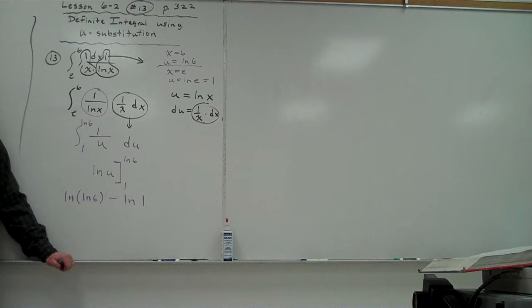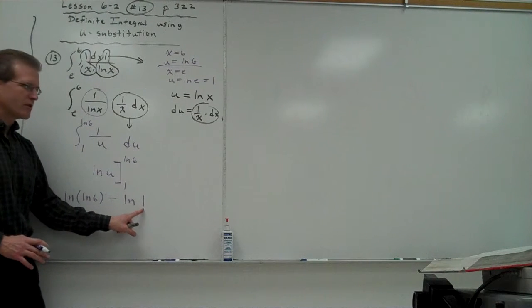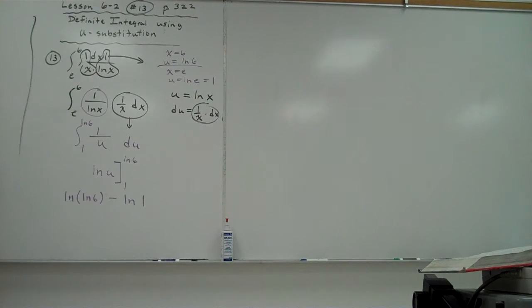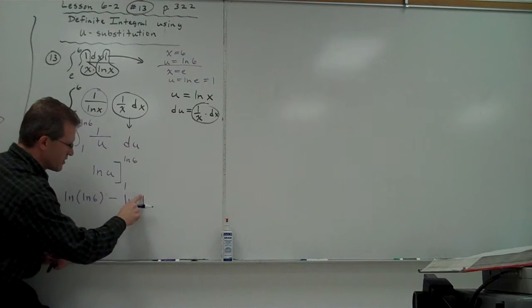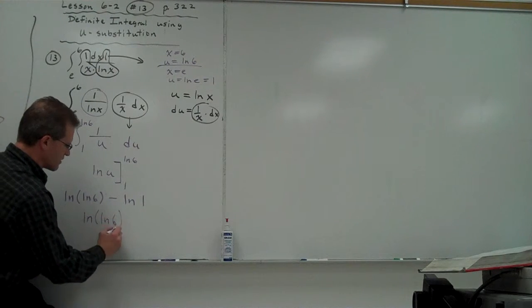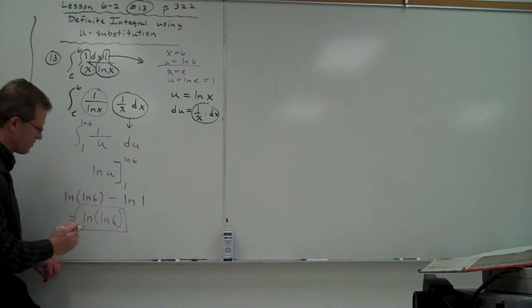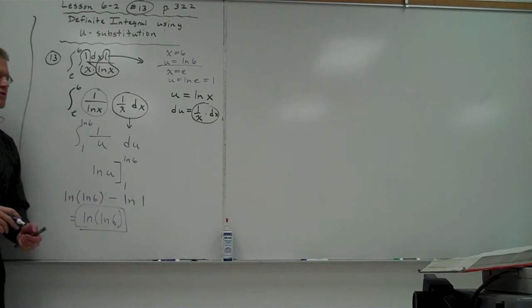You said it's finding area. Yeah, what we're doing is finding the area between the curve and the x-axis again. Okay, anyone remember what natural log of 1 equals? Natural log of 1. So what you're thinking is e to what power would give me 1? 0. So this part right here is equal to 0. So you have natural log of the natural log of 6 minus 0. So our answer is just natural log of the natural log of 6. If you wanted a decimal, you'd have to type it in your calculator.